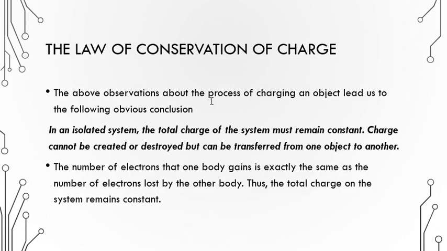Now, basically these observations about charging objects can lead us to the following conclusion. So in an isolated system, so the word isolated means free of all external forces, the total charge of the system must remain constant. So charge cannot be created or destroyed, but it can be transferred from one object to another, just like energy. So the number of electrons that one body gains is exactly the same as the number of electrons lost by the other atom or body. Thus, the total charge in the system between the two bodies remains constant.